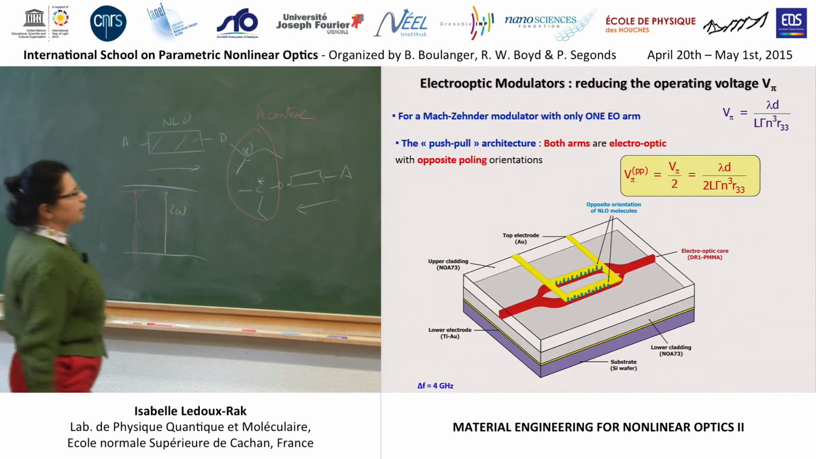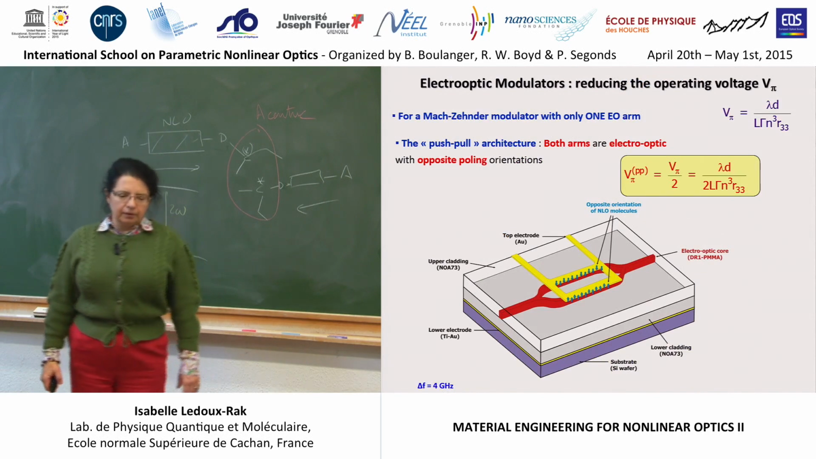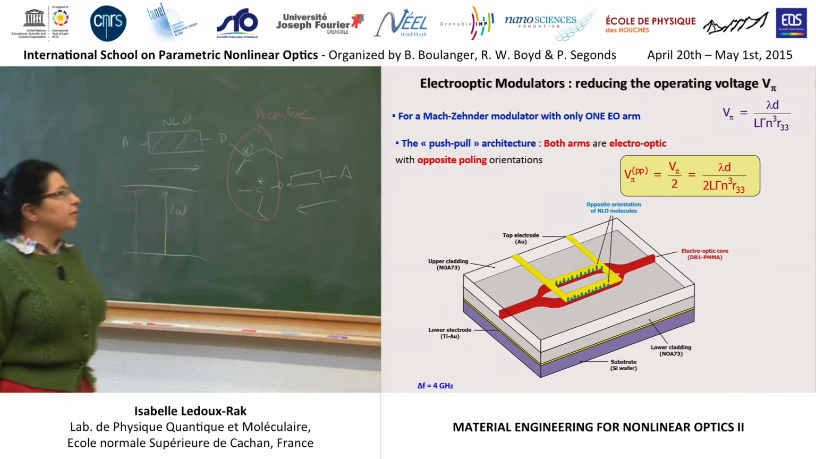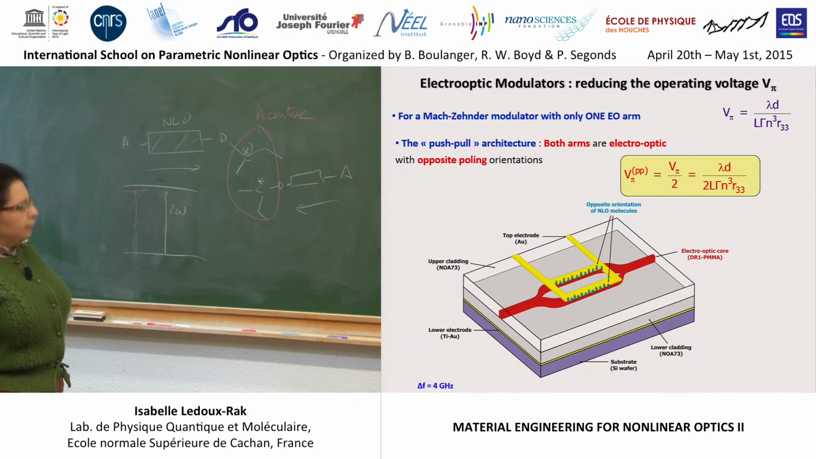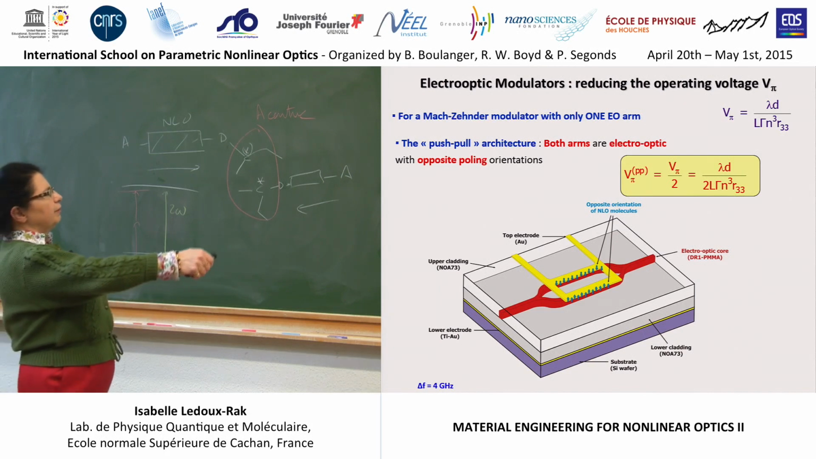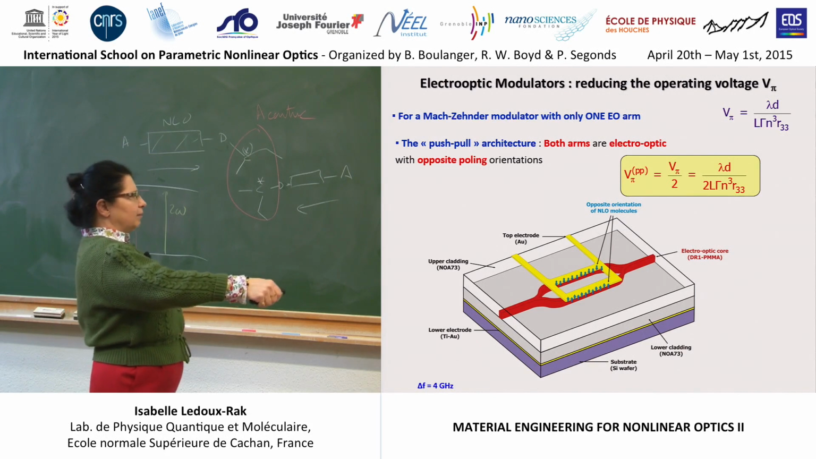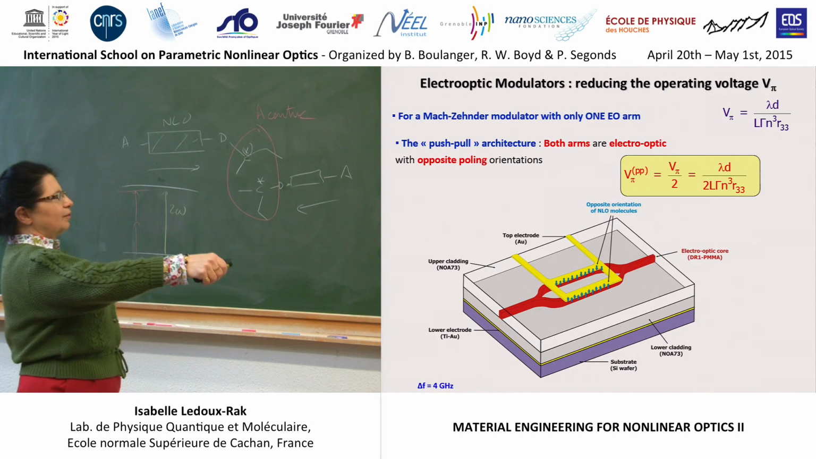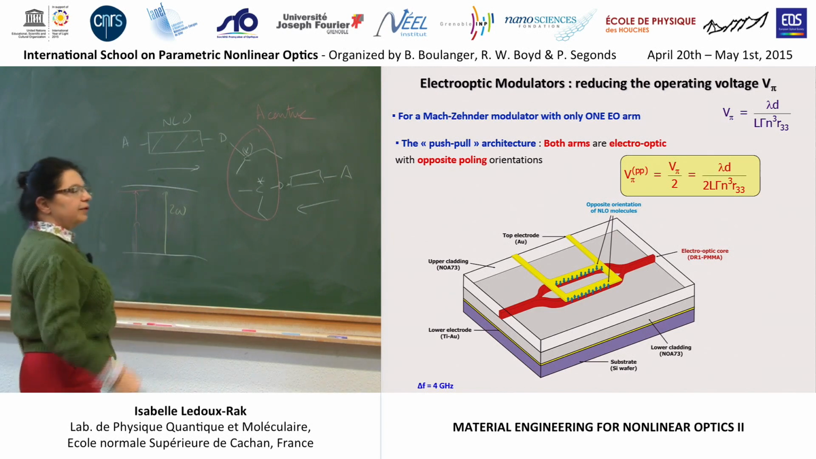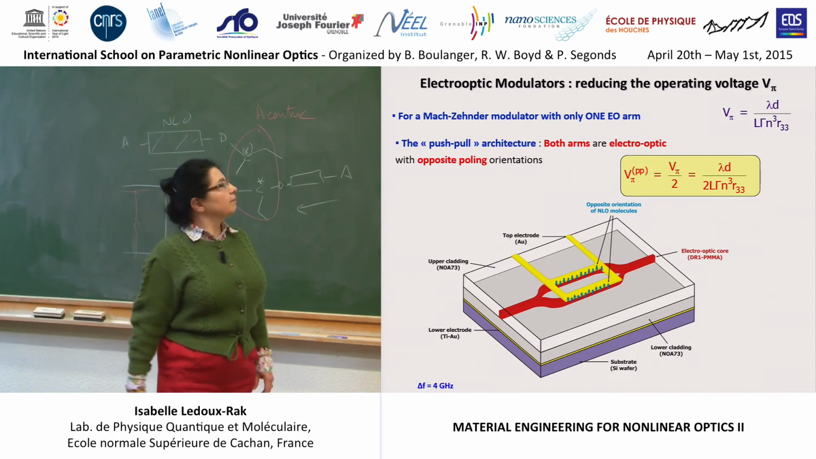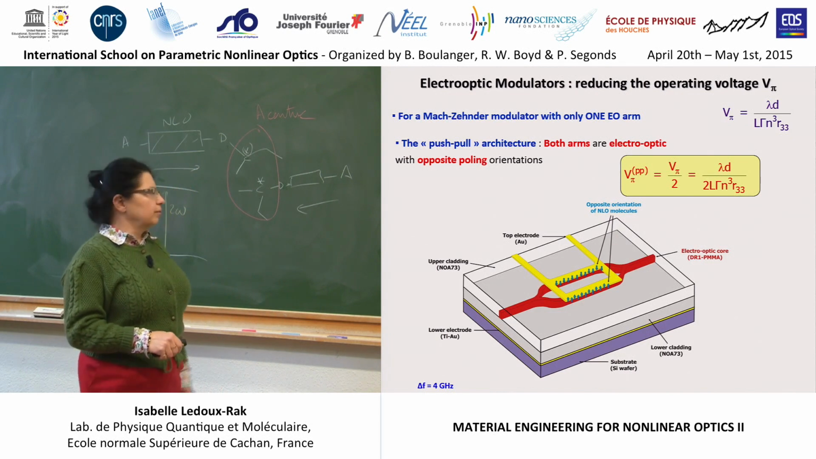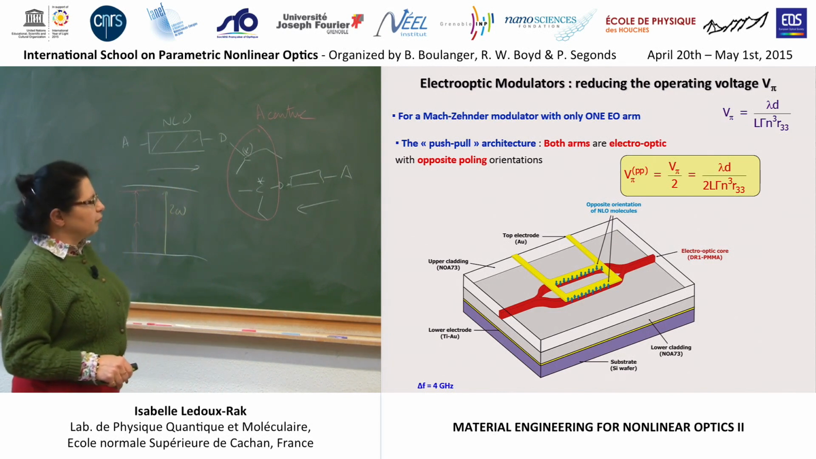So how to reduce the operating voltage? This is the main problem. For a Mach-Zehnder modulator with only one arm made of an electro-optic material, this is the famous value of V-pi, already mentioned in the previous slides. But there are some tricks to make performance much better.